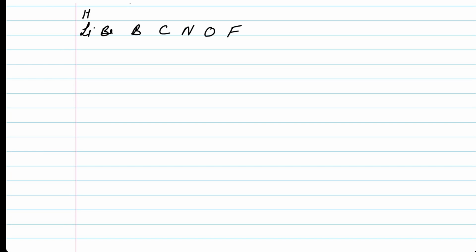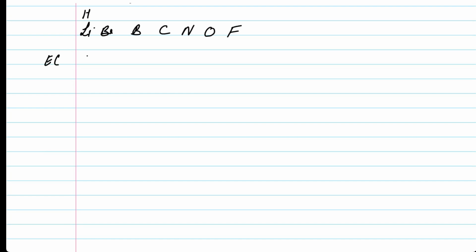We do not talk about neon because neon is a noble gas. It does not take part in any reaction, so there is no use talking about neon. When we talk about lithium, beryllium, boron, carbon, nitrogen, oxygen, and fluorine, let's talk about the various properties of these elements. First of all, we talk about the outermost electronic configuration.